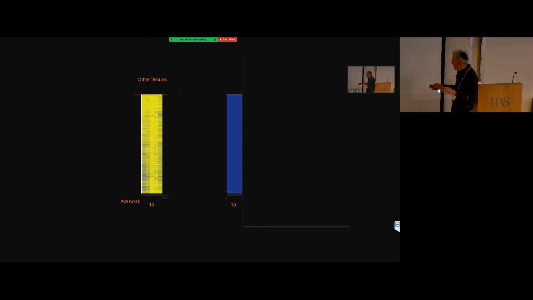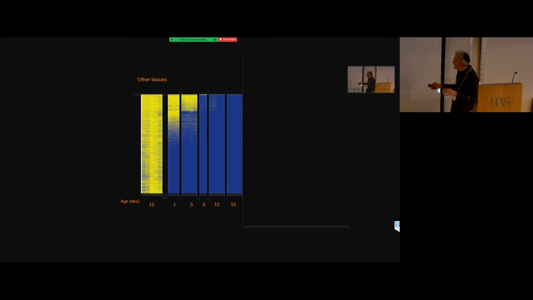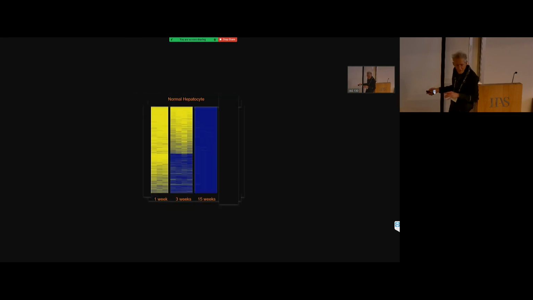But if you now fill in the missing time from birth to 15 weeks, you can see that a lot of it hasn't undergone demethylation, and then undergoes demethylation. The first wave at about 3 weeks, and the next wave at about 6 weeks. Here's the liver, and now I've isolated only the ones that undergo demethylation following birth. So at birth they're methylated, in the adult they're unmethylated.